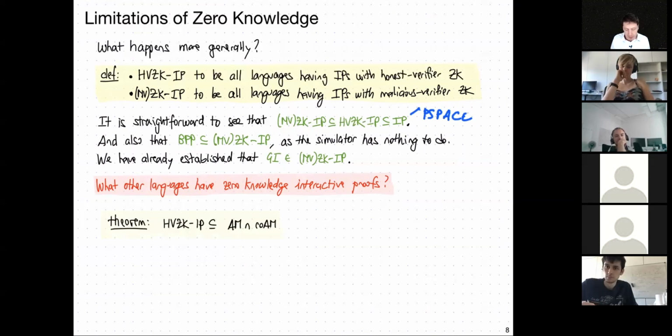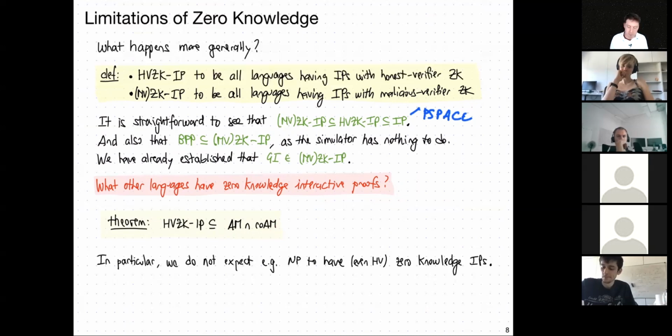And there's a piece of bad news: one can prove that the bigger of the two classes, Honest-Verifier zero knowledge, must be contained in the intersection of something called AM and coAM. Now, we did not cover in this course what AM and coAM are. Roughly speaking, you can think about AM as one-round interactive proofs with public coins. Okay, so back and forth. And coAM is the complement of that.